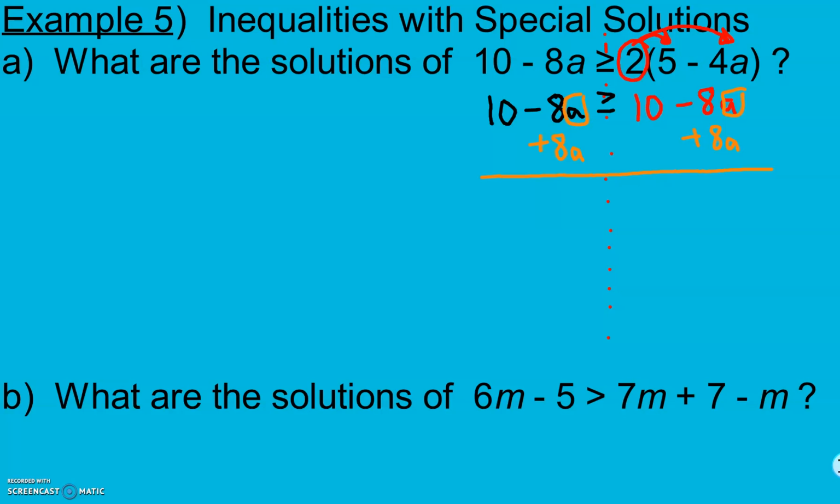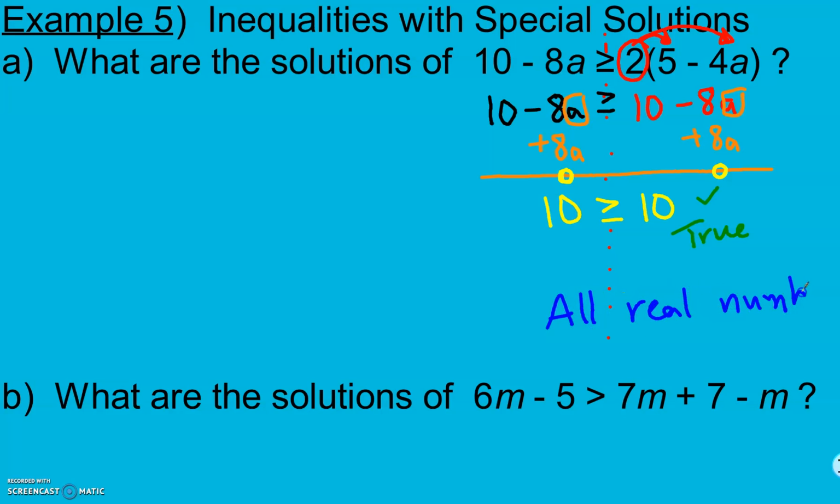And when I do that, negative 8 plus 8 is 0. And negative 8 plus 8 is 0. So all I have left then is 10 is greater than or equal to 10. That is a true statement. 10, it's not greater than 10, but it is equal to, and it's greater or equal to. So, since that is a true statement here, our solution is going to be all real numbers. Anything that we plug in there is going to give us a true statement.